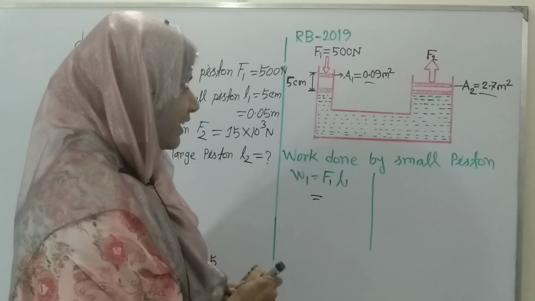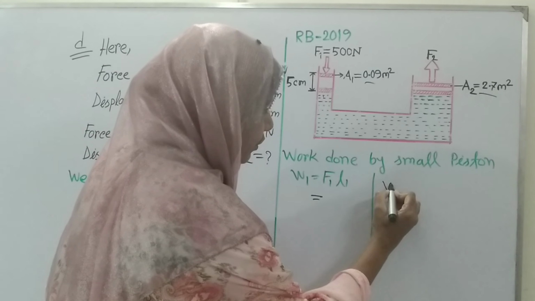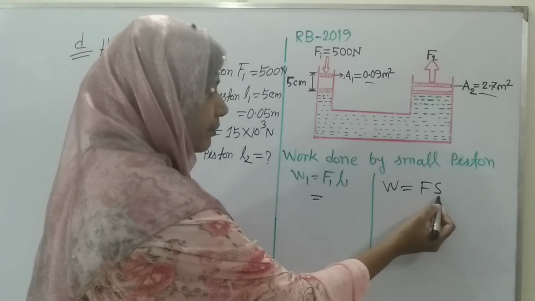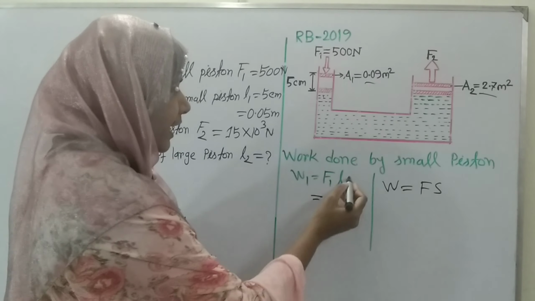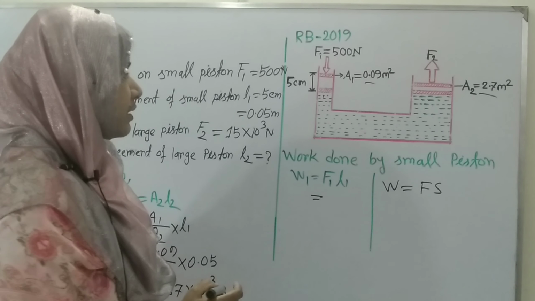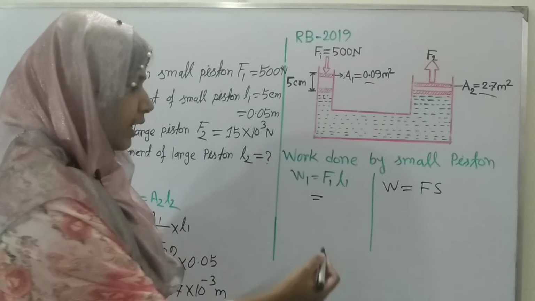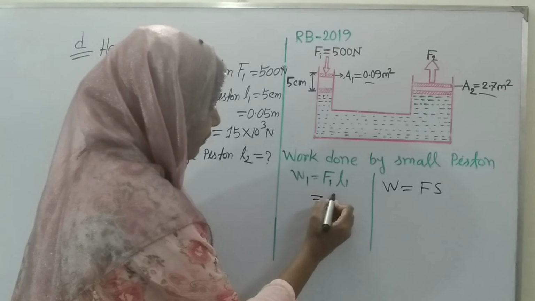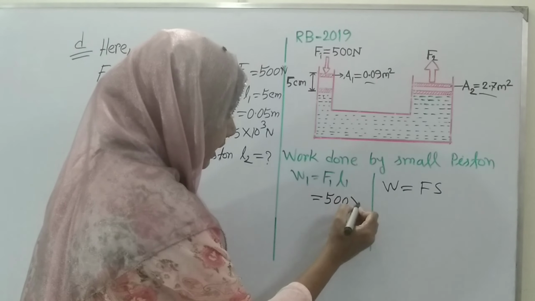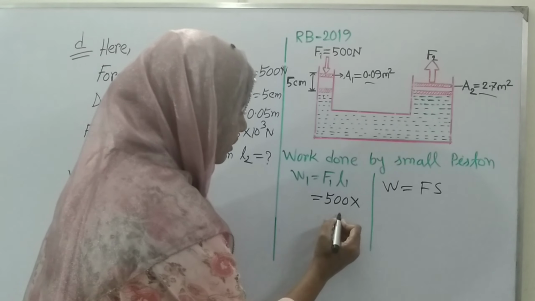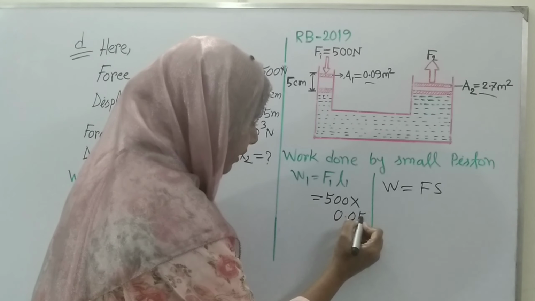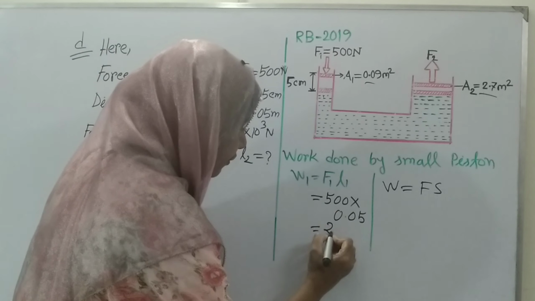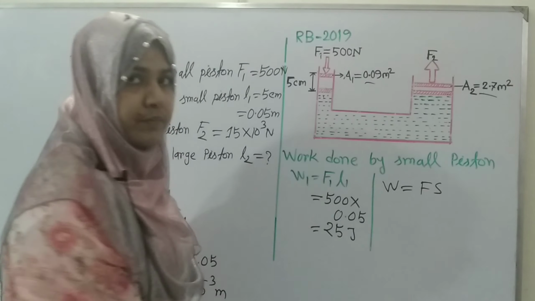The formula to identify work done is W equals Fs. Here s means displacement, and we are taking L1 as the displacement of the smaller piston. So we write the formula as W1 equals F1 L1. Now the value of F1 is 500 and L1 is 0.05. After calculating it, you will get the answer 25 joule.